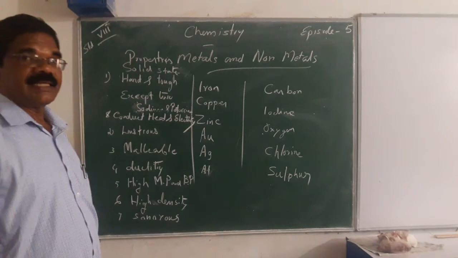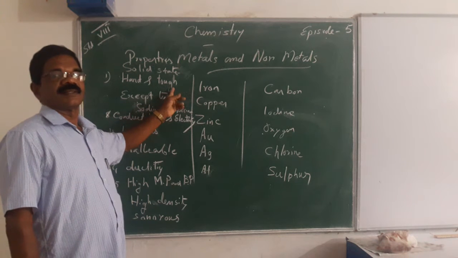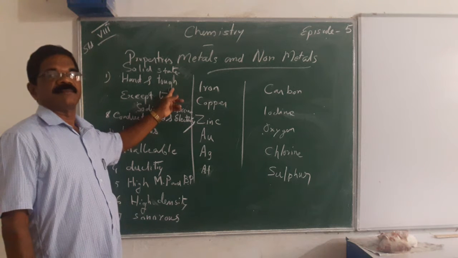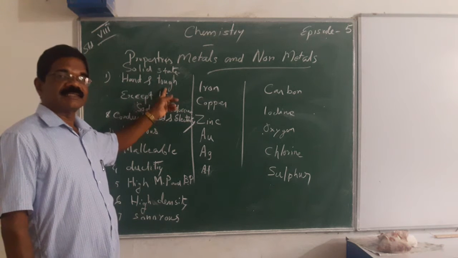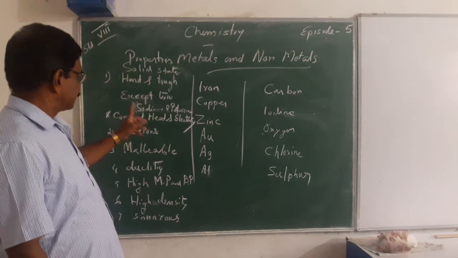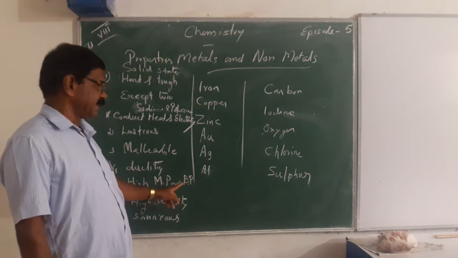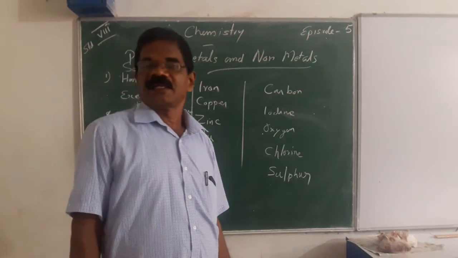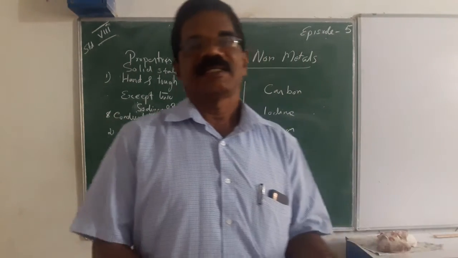Then the second thing is all the metals are hard and tough. But the soft metals are sodium and potassium. They are soft metals. They have low density. They float on water. Then one more thing. All the metals have high melting point and boiling point, except gallium. Gallium has a low melting point. So you must remember these four things.